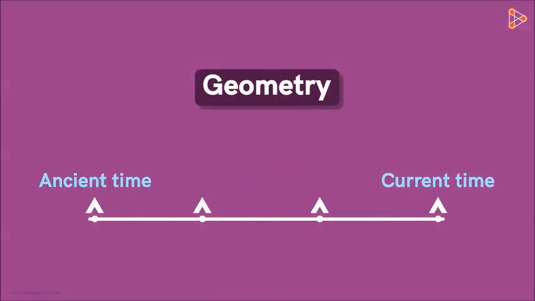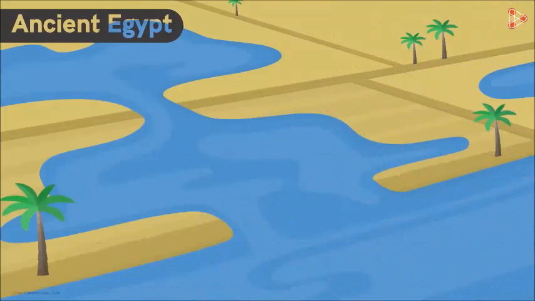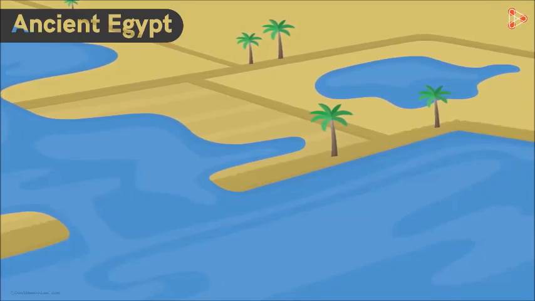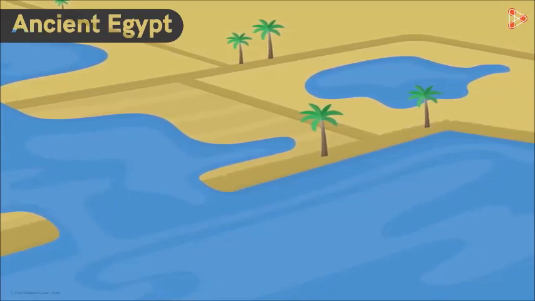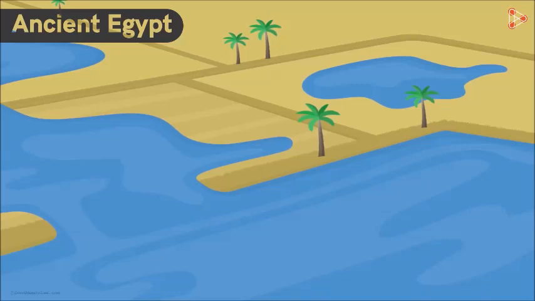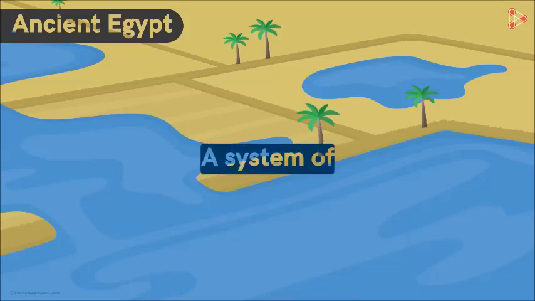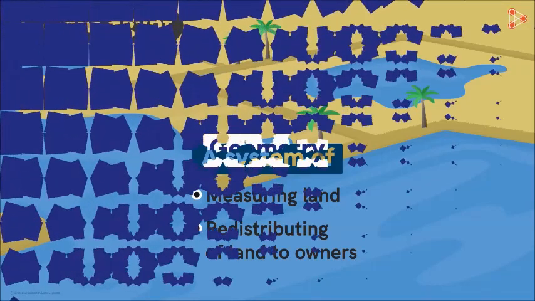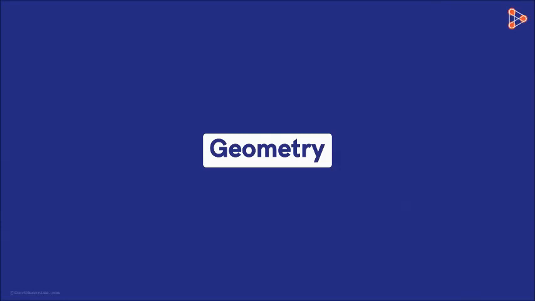From ancient times, people were aware of geometry and used it in their day-to-day life. Let's take an example of ancient Egypt. After the flood, the boundaries of lands would dissolve away. So nobody would know which part of the land belonged to whom, and this would result in confusion. As this was an annual problem, they came up with a system of measuring land and redistributing it to the respective owners after the flood. This system of measuring was one of the factors that gave birth to the word geometry, which we study today.